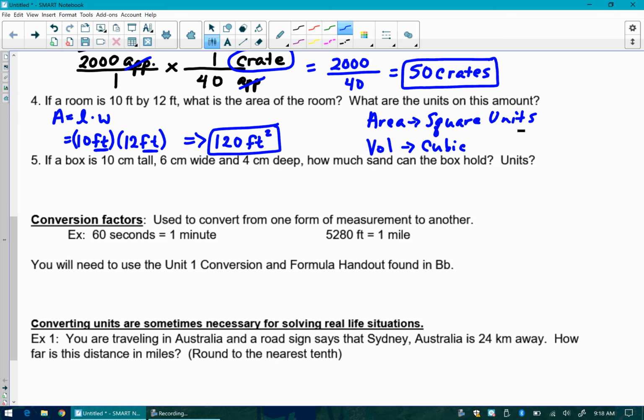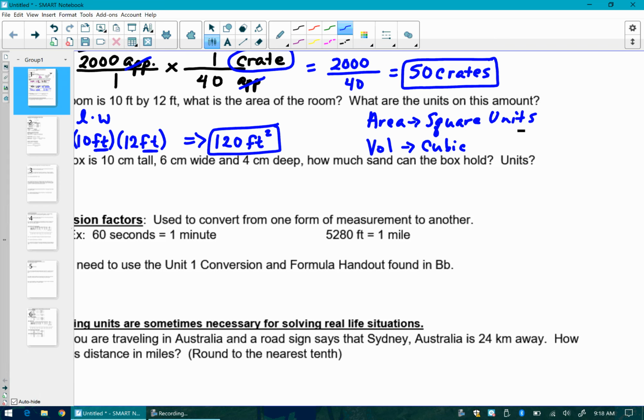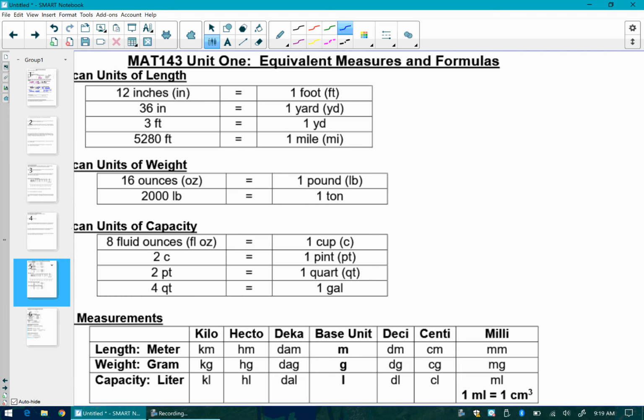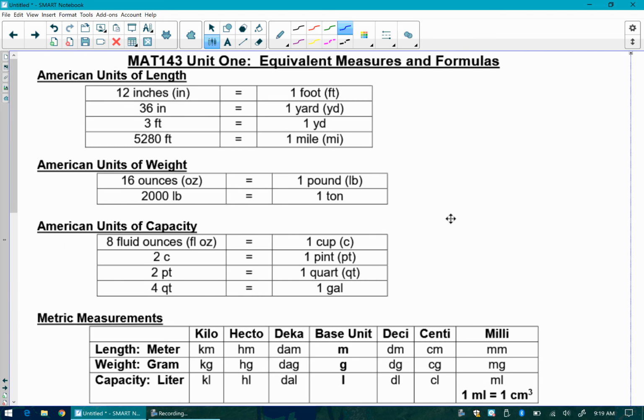Before I get down to example 1, I want to take a moment to look at the conversion sheet that I provided for you in Blackboard. Right here we go, sorry. You're going to hear me say in the video direct conversions versus having to do a chain of conversions.